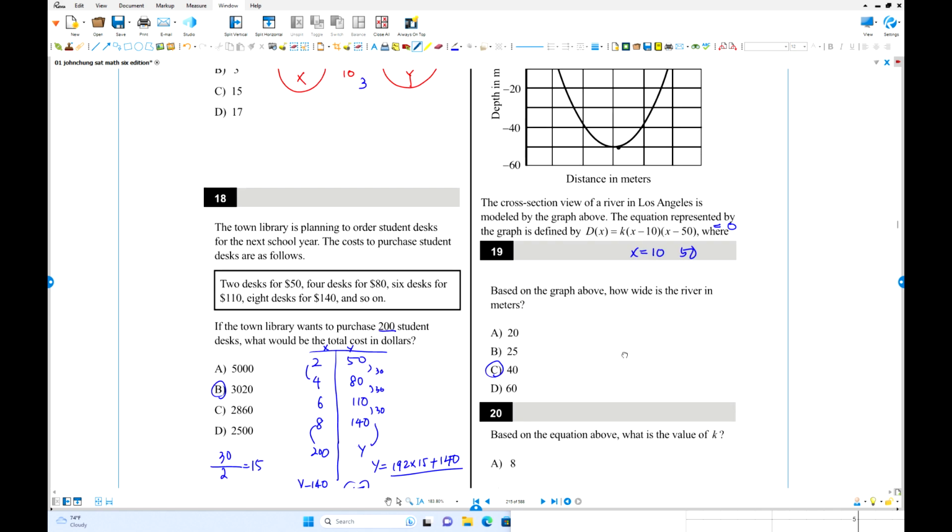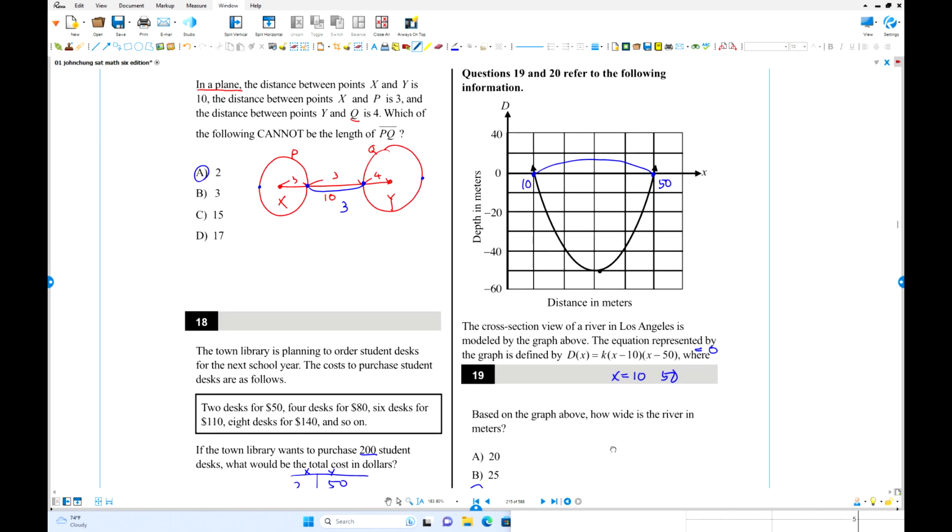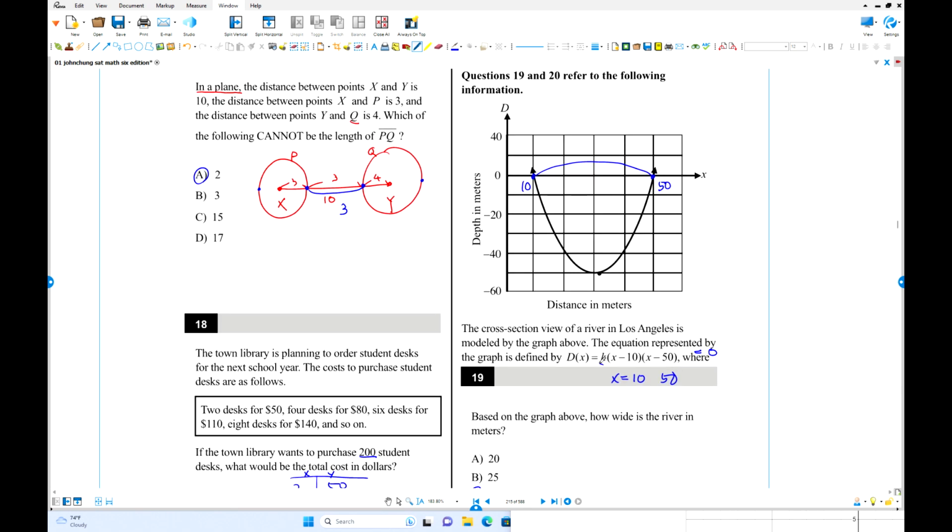Based on the equation above, what is the value of k? What is the value of k up here? That's kind of a scale factor, right? But if you use 10 and 50, y is 0, okay? So we cannot get an equation from them. These 2 points are not useful, okay? But this point is okay. When x equals the midpoint, what is it? 30, right? 50 plus 10 divided by 2 is 30. When x is 30, y is negative 50. This point is very useful, okay?